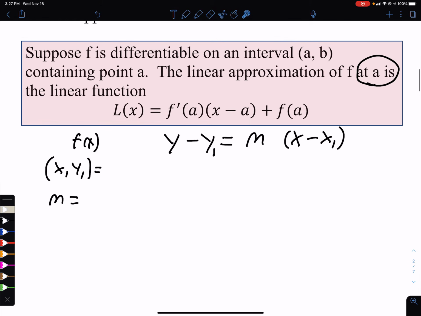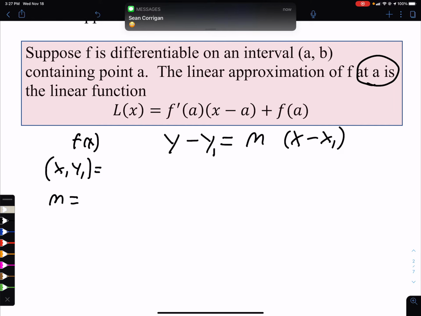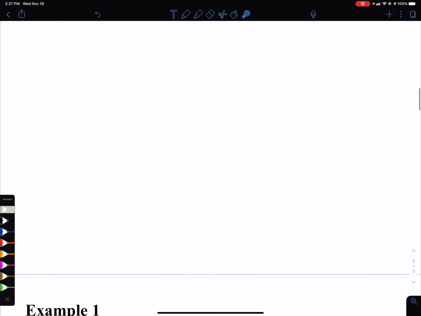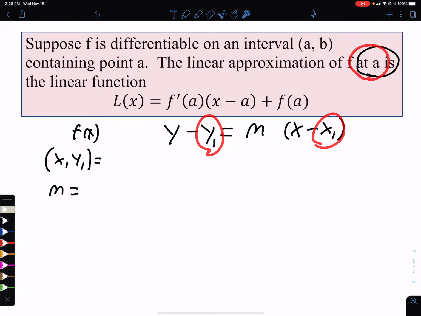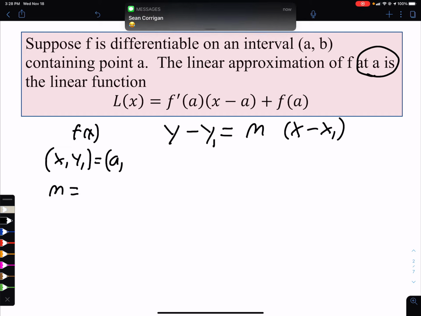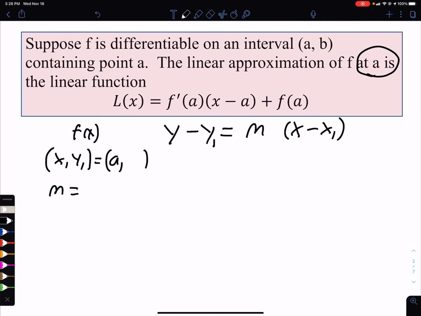Well, here's a question. What is the point? What is x1, y1? x1, y1 is a point of tangency. They tell us it's at A. So x1 is A. What's y1? Well, how do you get the y coordinate of any function? You plug the x coordinate into the function. So the y coordinate is going to be the function evaluated at A.